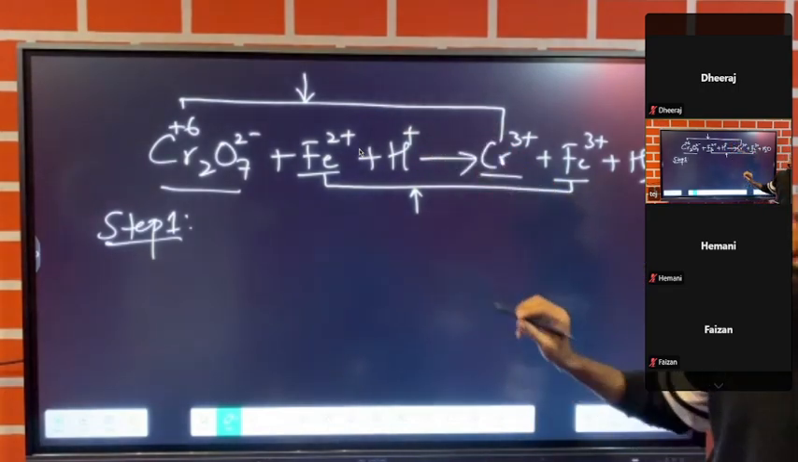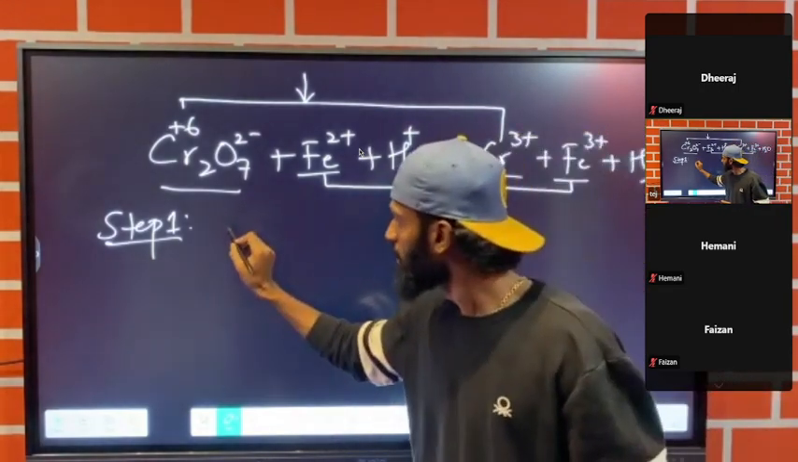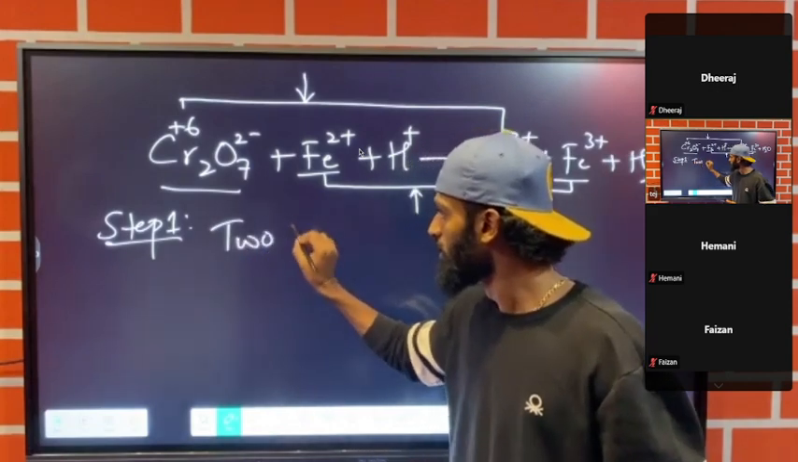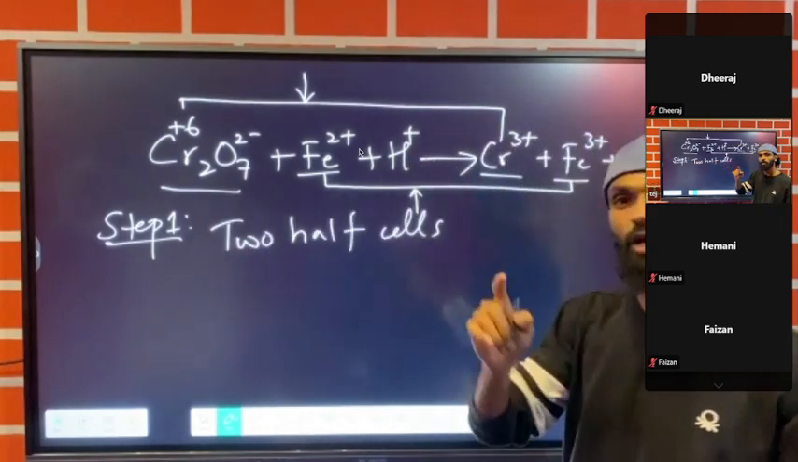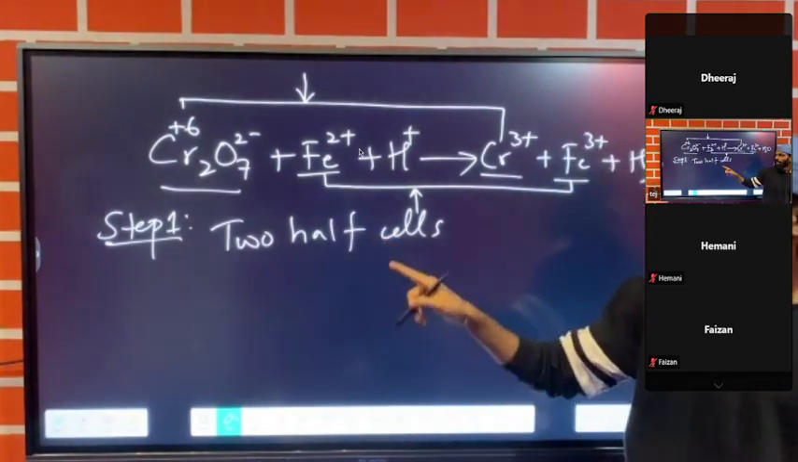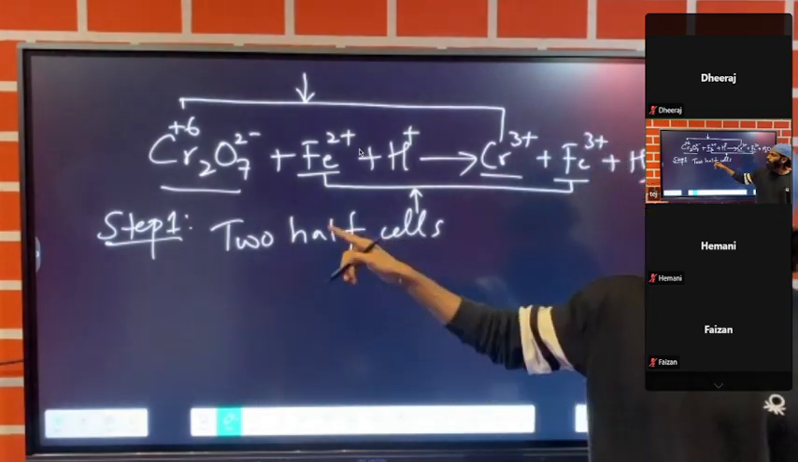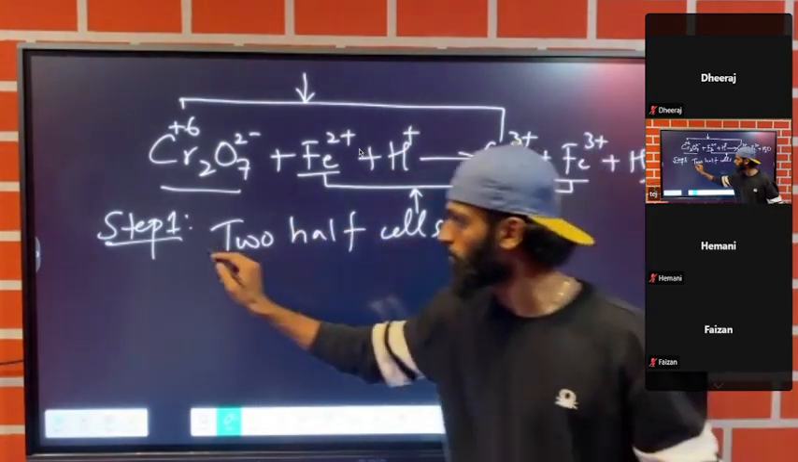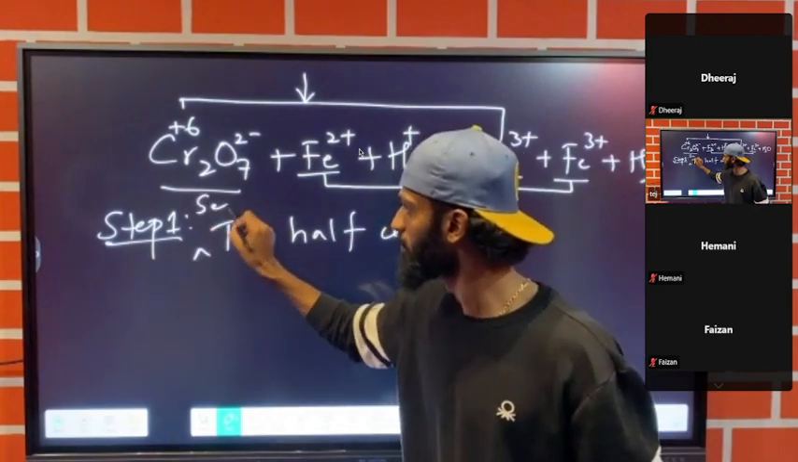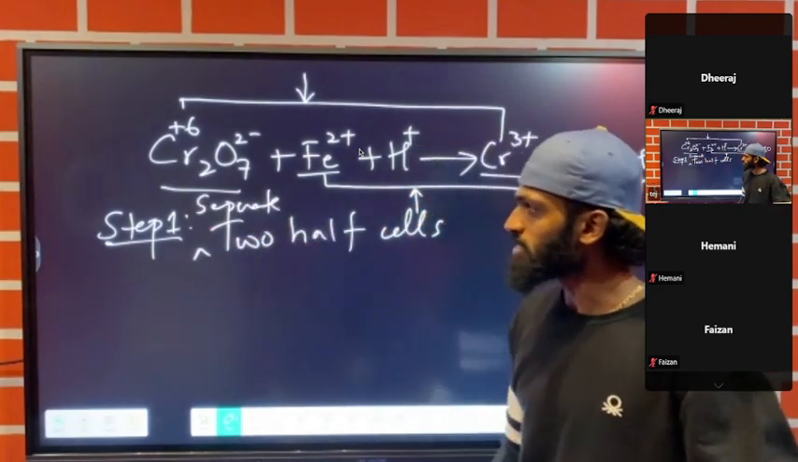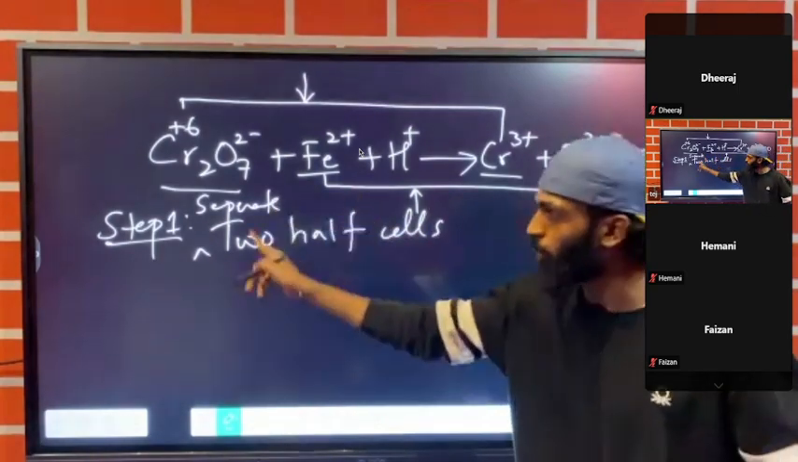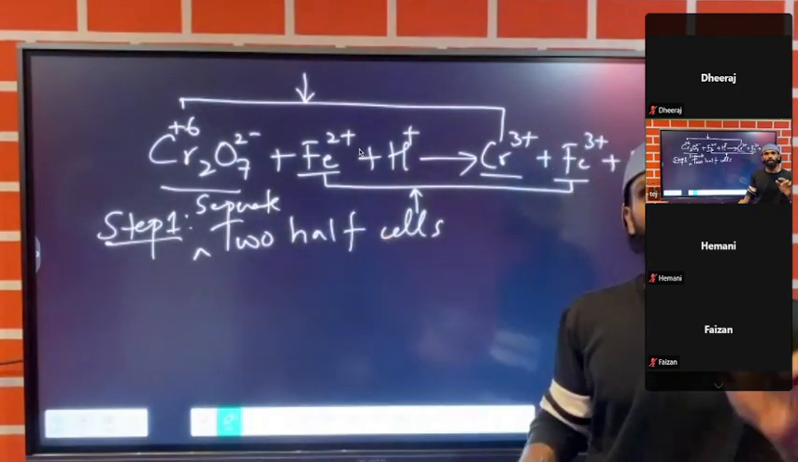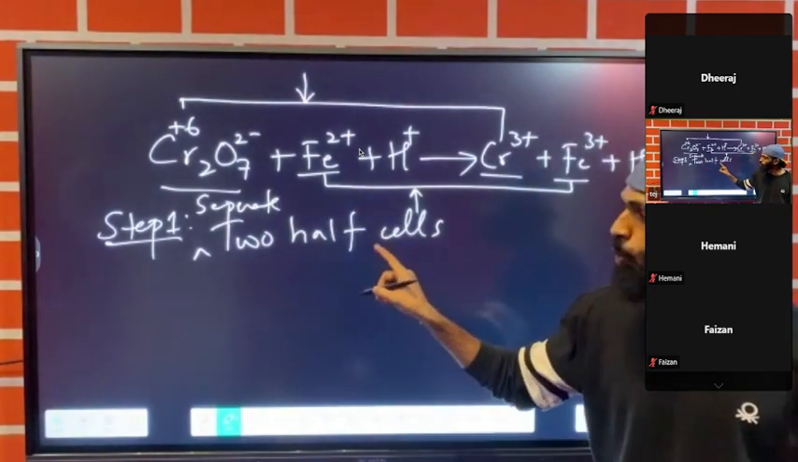Now, step 1, you should write this. Two half cells. This I am writing, guys. In your exam, you should not write, but in your notebook, you guys will copy this. I am just trying to tell you what is the meaning of step 1. I forgot one word: separate. Step number 1 is officially separate 2 half cells. This is not important for the exam. It's important for you guys. Now, what does 2 half cell mean?